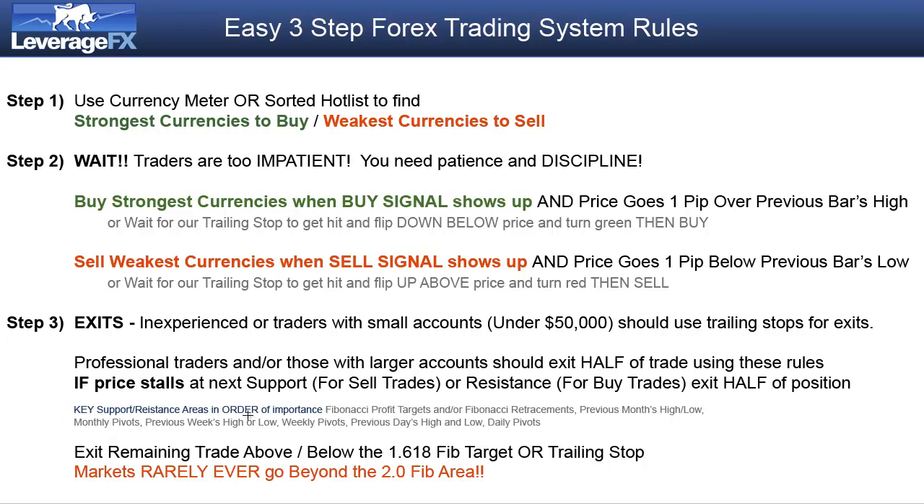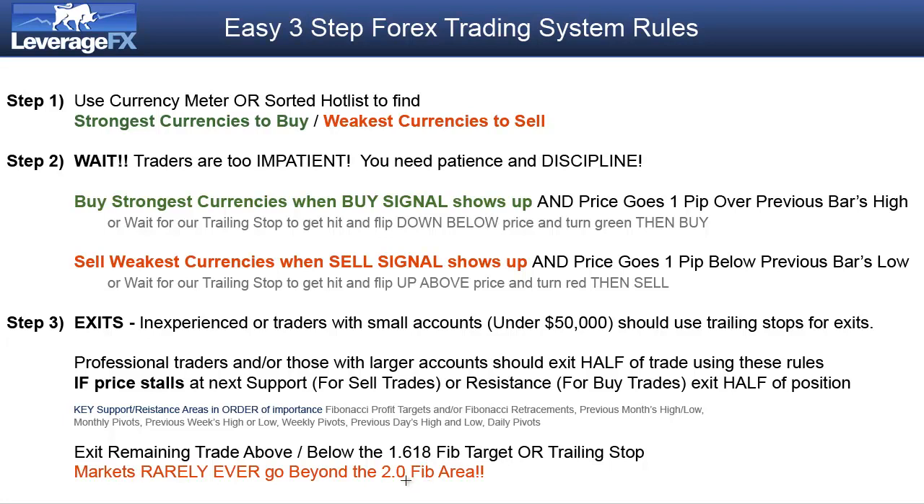I list the ones here in order that I find them most important. So when you exit half of the trade, you either exit the second half of the trade when the trailing stop gets hit, or keep in mind that the 1.618 fib target usually is the maximum profit, and almost all the time the 2.0 fib level is.